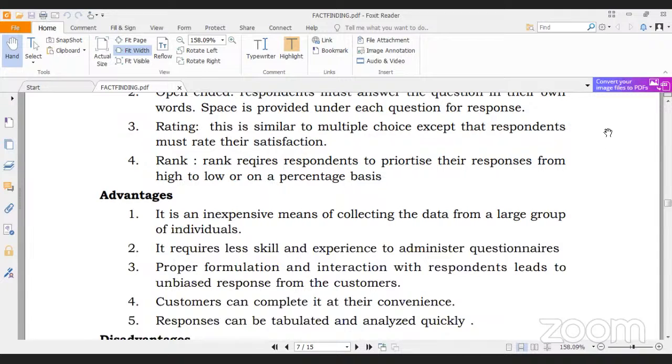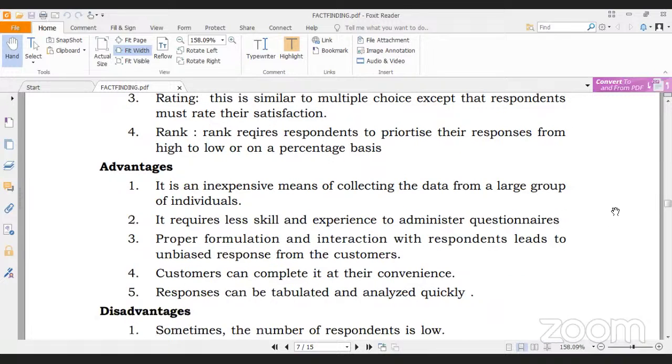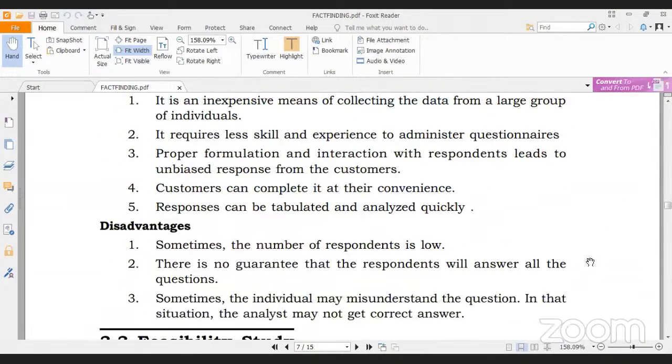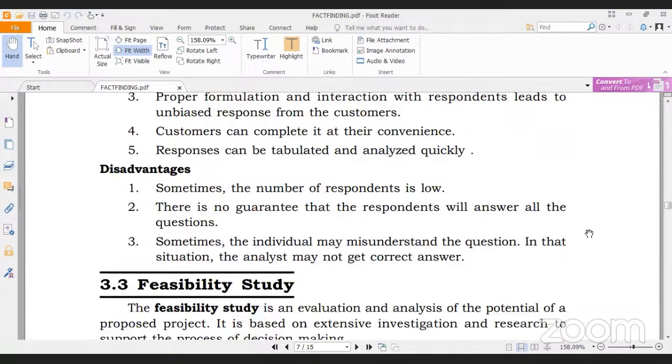So the advantage is that it is an inexpensive means of collecting the data from a large group of individuals. It requires less skill and experience, but the drawback is that the number of respondents is low, because people are normally not interested to take part in the questionnaire.